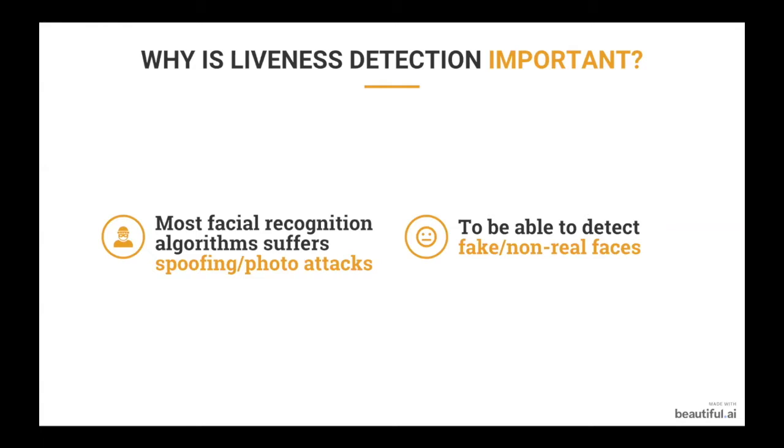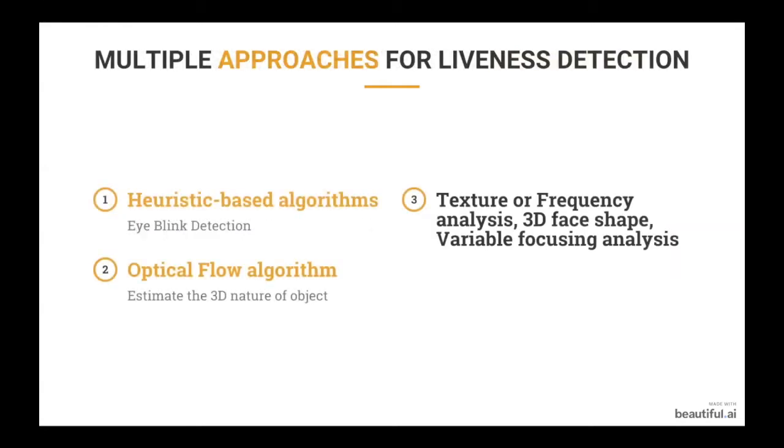So there are multiple approaches for liveness detection, and some of them we have achieved success with in ISL. The first one is heuristic-based algorithms. These are a set of algorithms which track the eye movement or the lip movement or blink detection. Here we have been working on eye blink detection, so that we can know if it's a fake or a real person, because normally images don't blink.